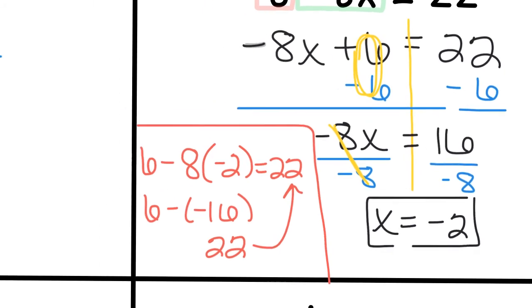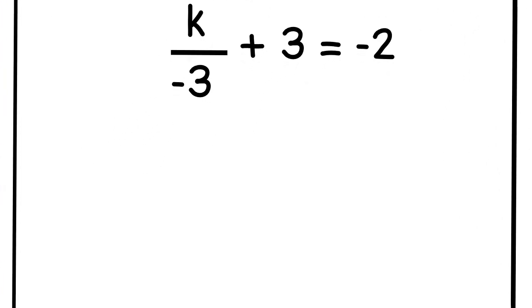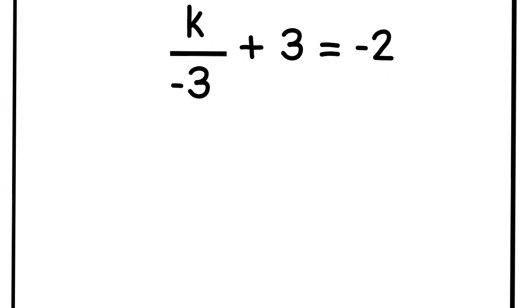Let's move to the bottom left problem. n over negative 3 plus 3 equals negative 2. Actually, let's read it as a division problem. n divided by negative 3 plus 3 equals negative 2.